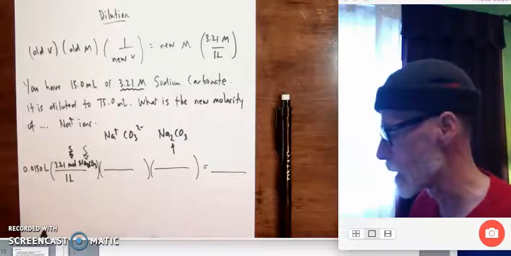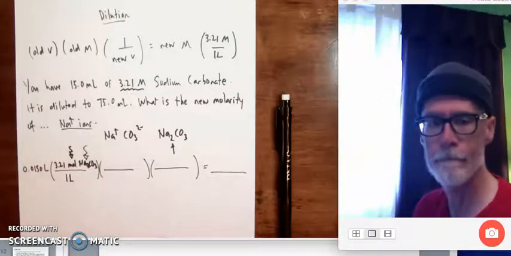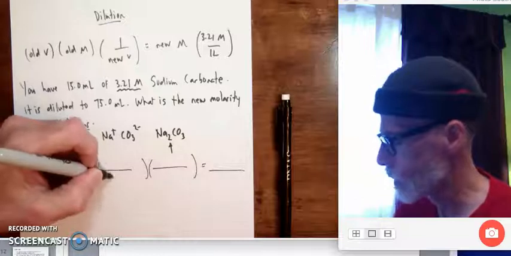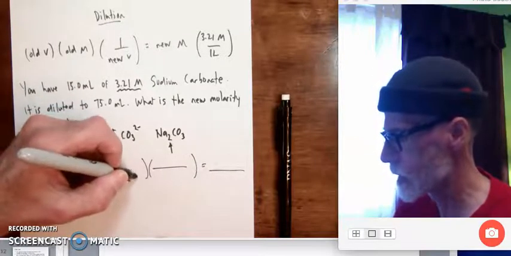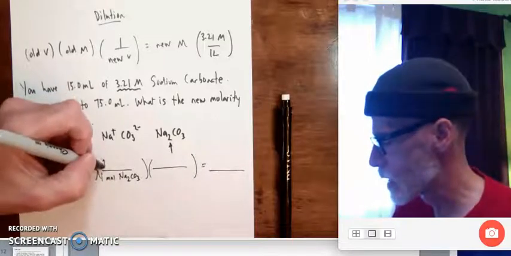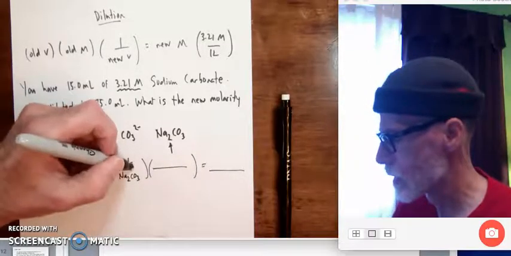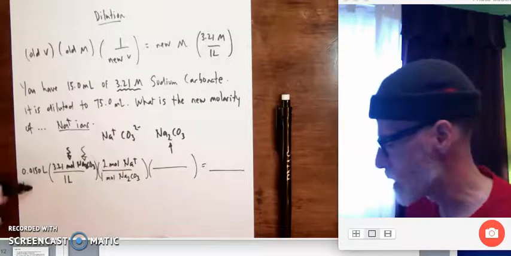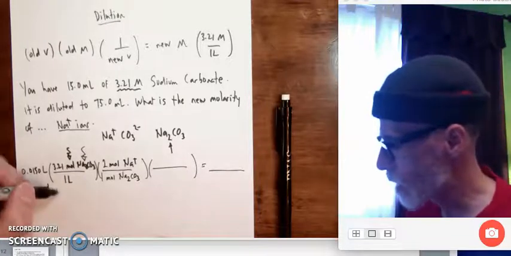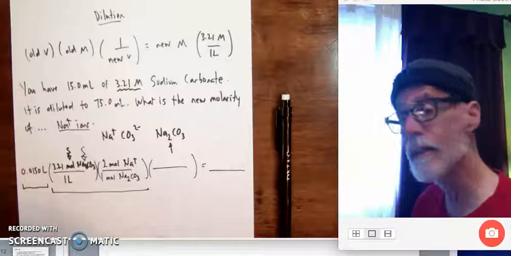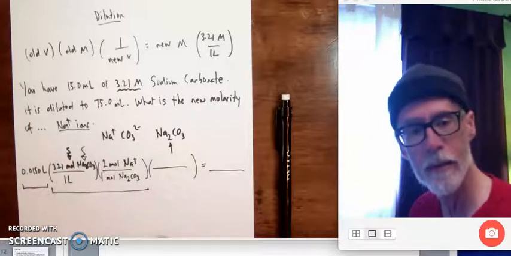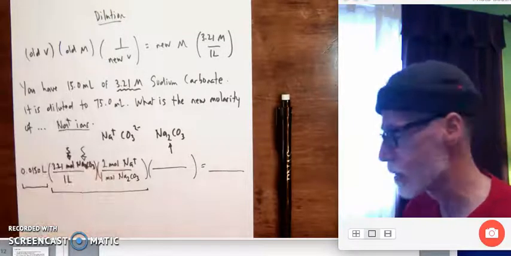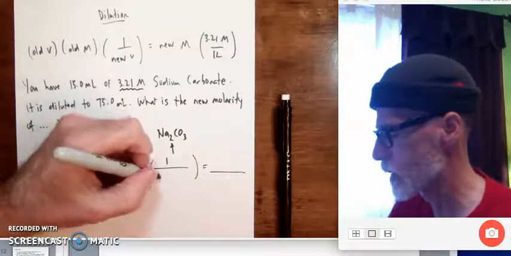Okie dokie. Now, I want Na+ ions. See that too? Watch this. 1 mole Na2CO3 spits out 2 moles Na+. All right. This is the old volume. The combination of these 2 brackets is in fact the old molarity of Na+, which is exactly what we want. Now to finish this whole thing off, I need 1 over the new volume, and that's, here we go, 0.0750 liters.